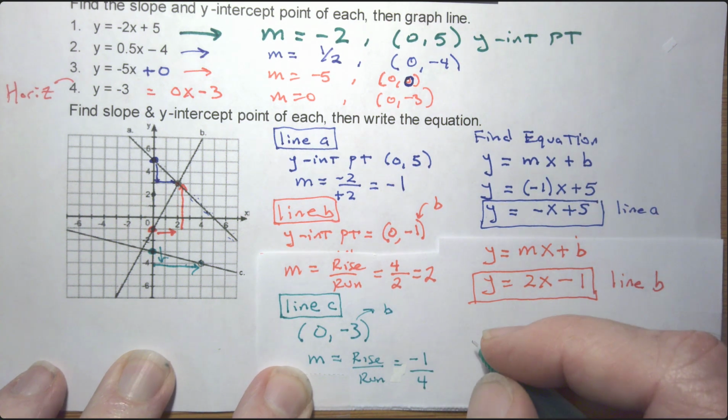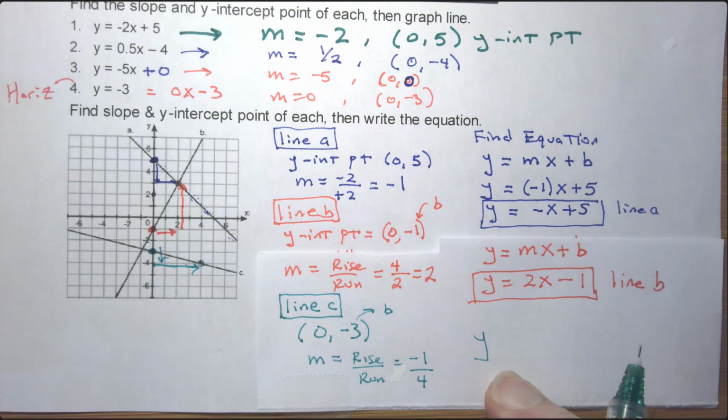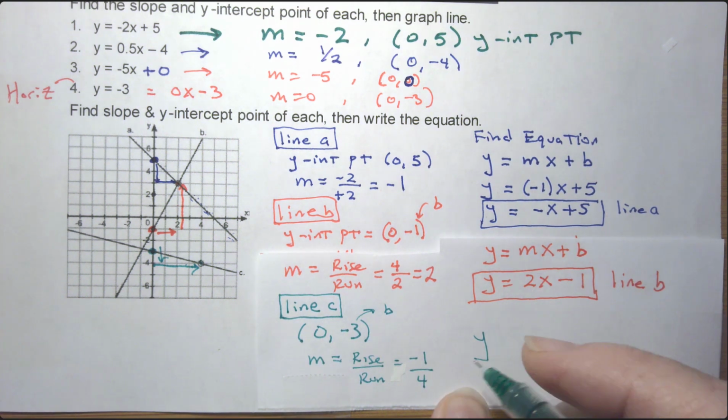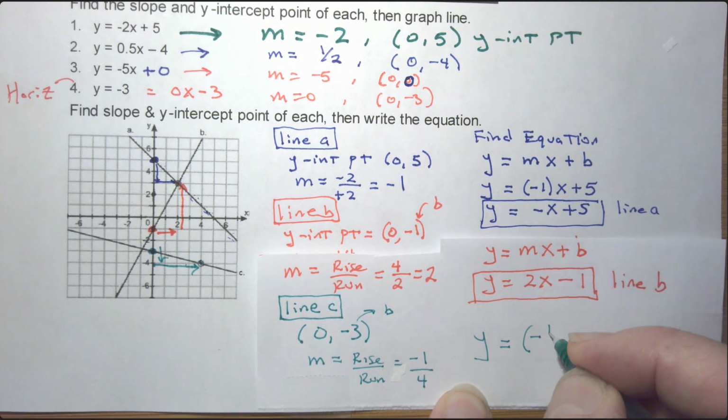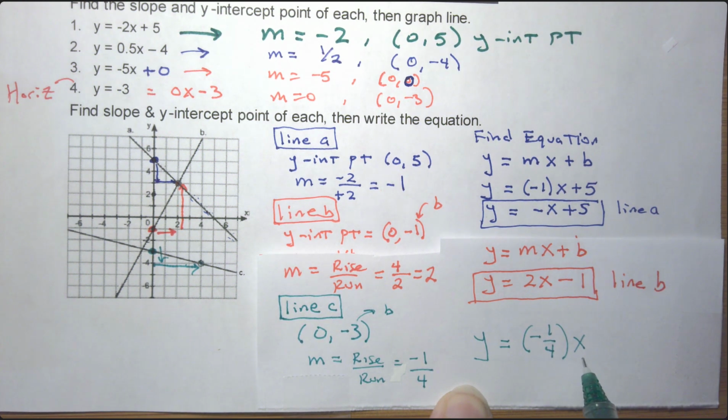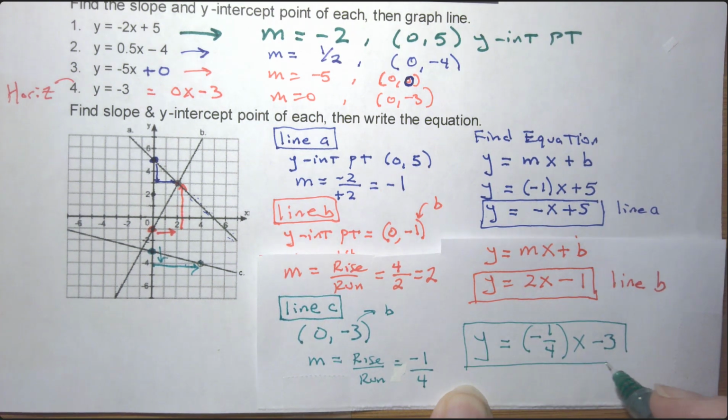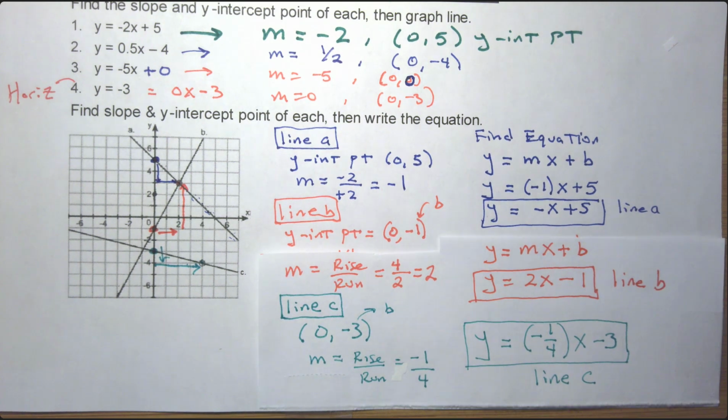Okay, well, the equation then is the m number, which is -1/4. Now it's a fraction. That's okay. Times x. There's m times x plus b. Now b is -3. So I could put plus -3, but that's weird. I'm just going to go -3. And there is my equation for line C. This is extremely powerful what we've done.